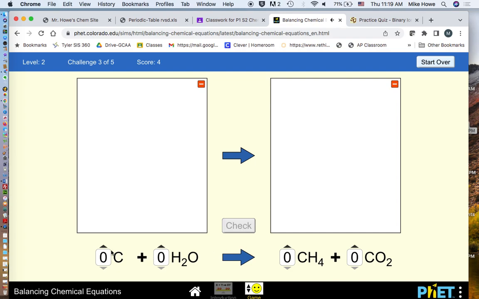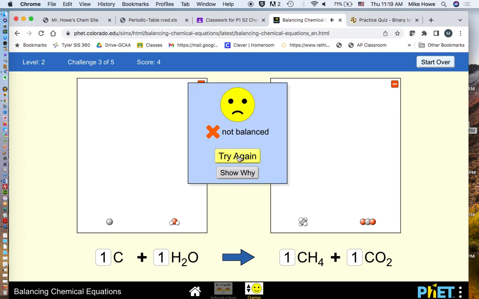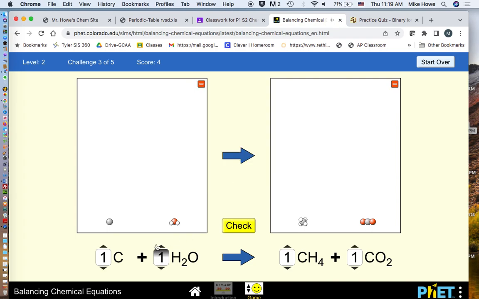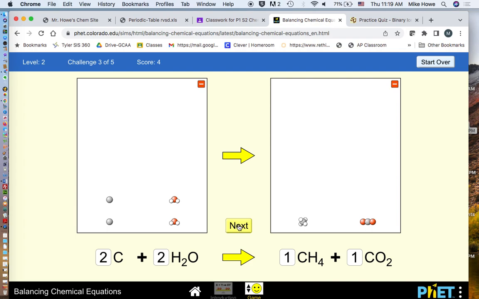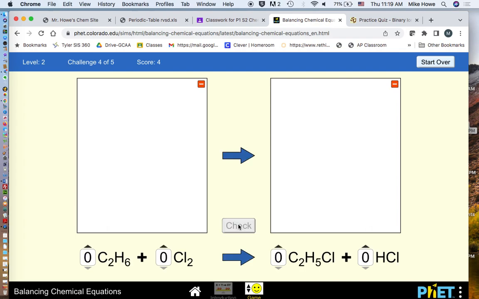All right, so now I'm going to show you what happens when you miss it. If you miss it like this, it says not balanced, try again. And so if I make that a 2, not balanced, okay, then you have to show your answer. Looks like that. Then you go to the next one. And we'll get this one right, so I can see what happens.